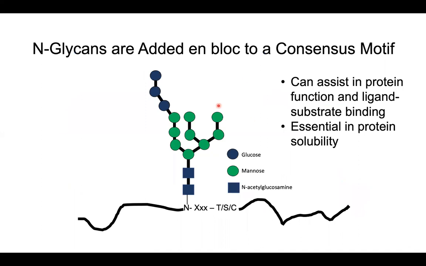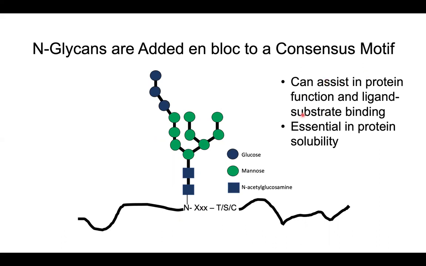N-glycans are added en bloc. The primary N-glycan, which is a branched carbohydrate added to a protein, is 2 N-acetylglucosamines, 9 mannoses, and 3 glucoses. And this whole structure is added all at once to the consensus motif, which is N-X-T/S, and less frequently C, X being any amino acid which isn't proline. There are also other consensus motifs and non-consensus binding, but this is the primary one.